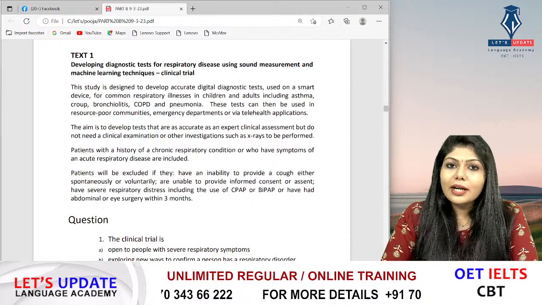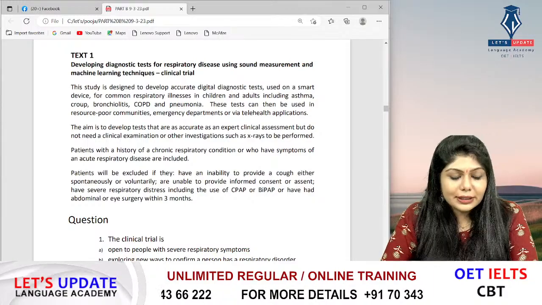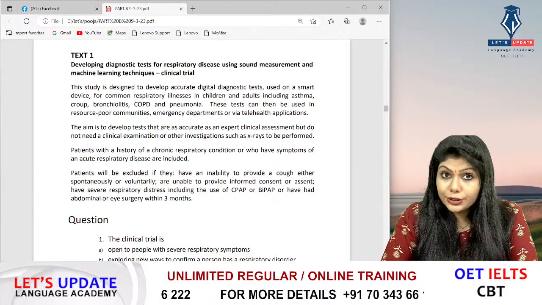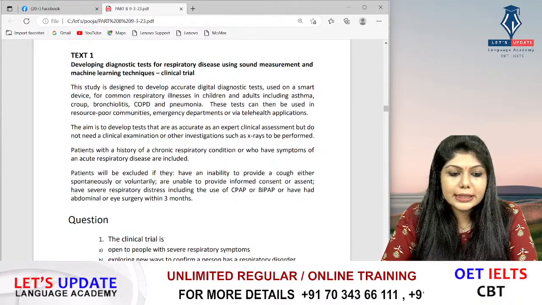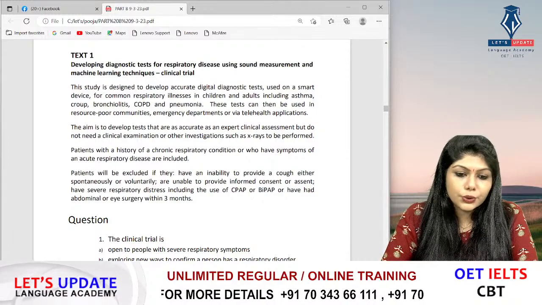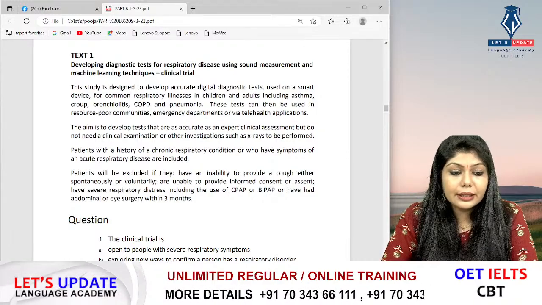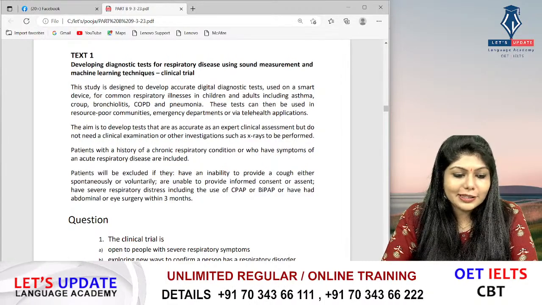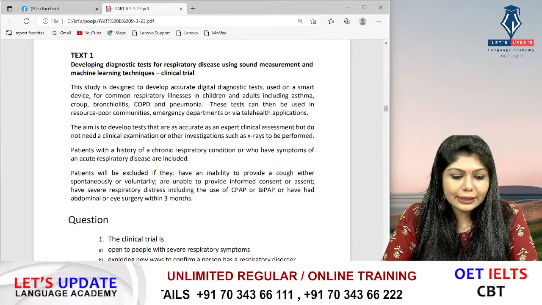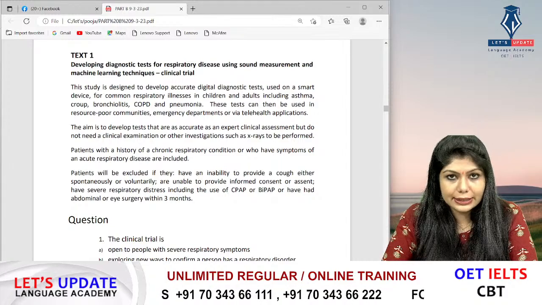Okay, so now we shall go about solving this. First, what you need to do, as I told you, is read the heading, that is, developing diagnostic tests for respiratory disease using sound measurement and machine learning techniques, clinical trial. That is what the heading is about, and then comes the extract and the question. The question is about the clinical trial.